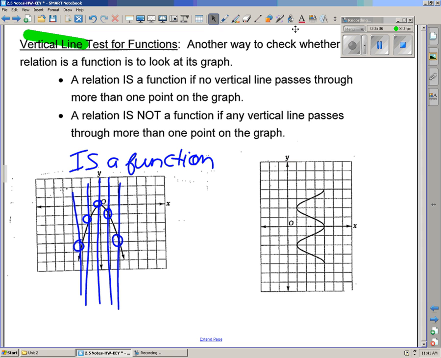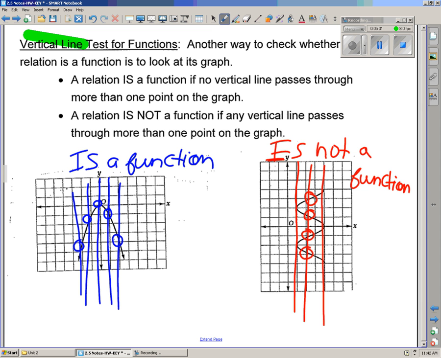When I look at this next graph, when I draw a vertical line, I can draw one here, and I can draw one here, and I can draw one here. I should see, or you should see, that one vertical line is hitting more than one point. It only has to hit more than one point once for it to not be a function. Is not a function. And that is it. So we should be good to go for the homework.